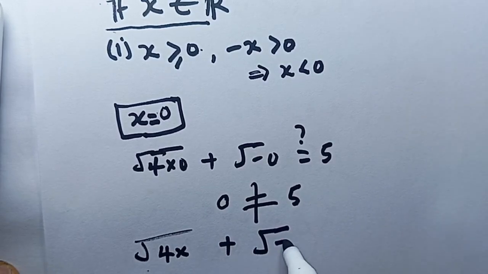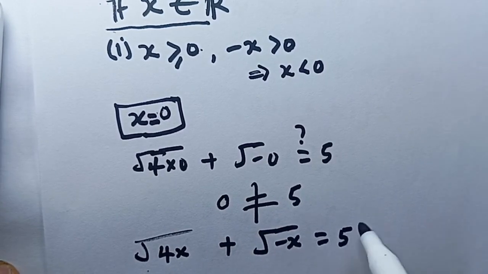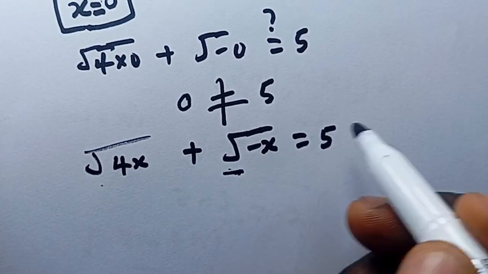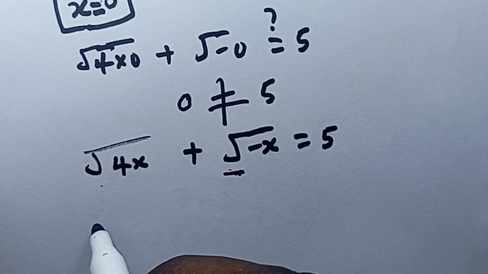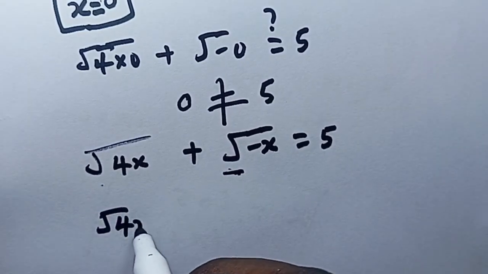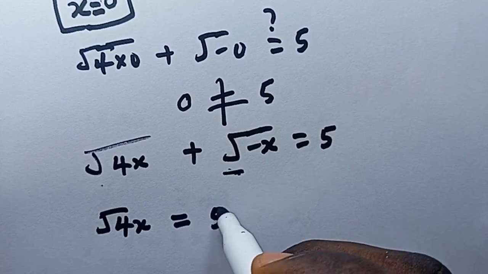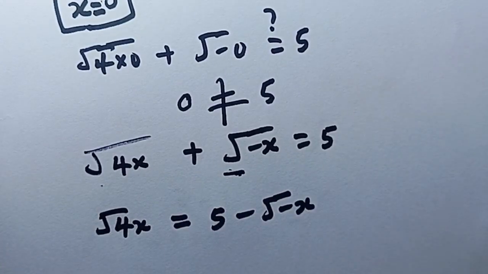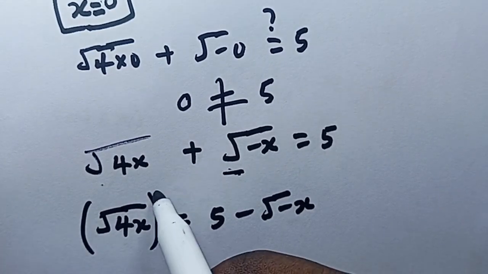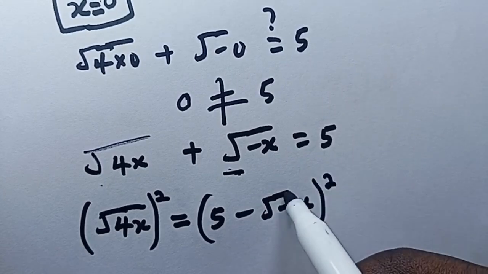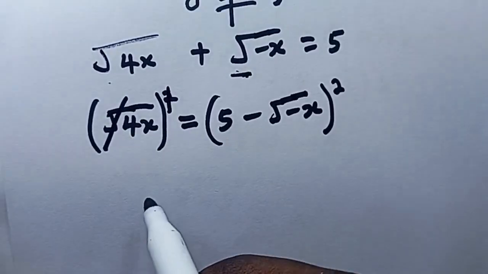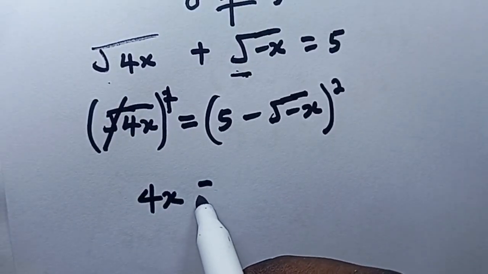So this is root 4x plus root negative x is equal to 5. So next thing I want to do is actually to move this stuff right here to the right hand side. So I'm going to be having root 4x is equal to 5 minus root negative x. In order for us to remove all of these radicals here, we just take the square of both sides. So that when we do that here, these two will cancel, and then we are left with 4x on the left hand side.